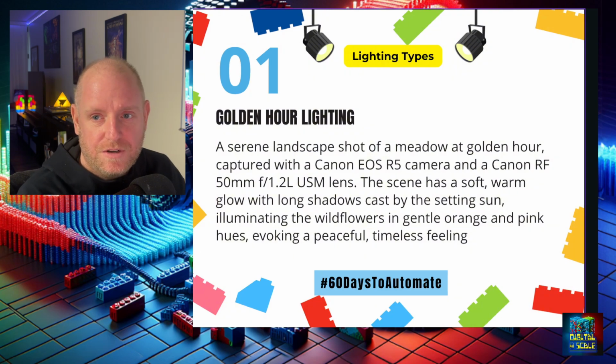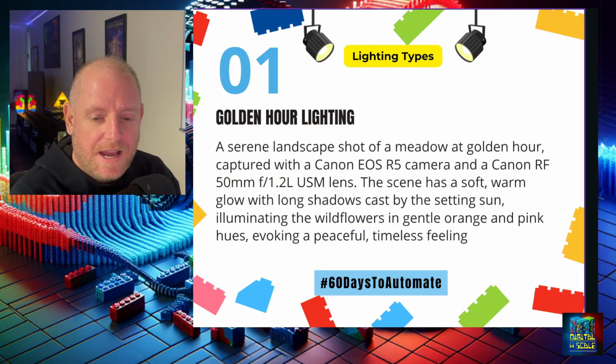So here you can generate it with a serene landscape shot of a meadow at golden hour, captured with a Canon EOS R5 camera and a Canon RF 50mm f1.2L USM lens. Scene has a soft, warm glow with long shadows cast by the setting sun.